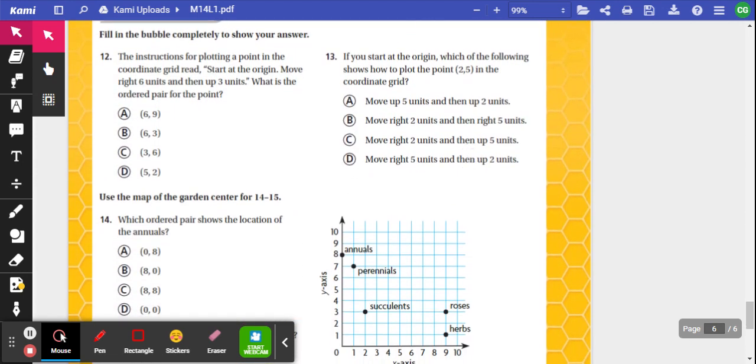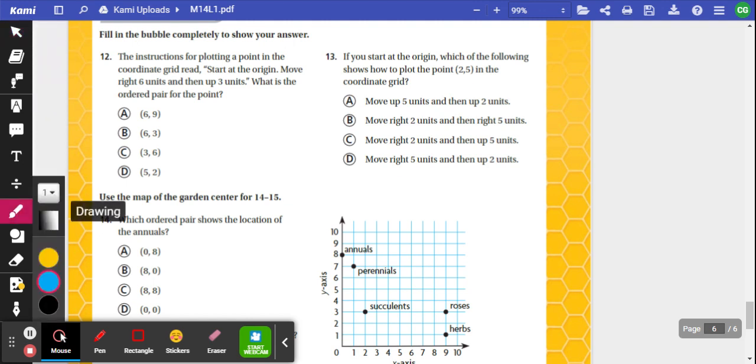The instructions for plotting a point in the coordinate grid read, start at the point of origin, move right 6 units, then up 3 units. What's the ordered pair? Oh, this should be really easy. I'm going to start at the point of origin. I'm going to move to the right 6 and then up 3. So there you go. It's B.